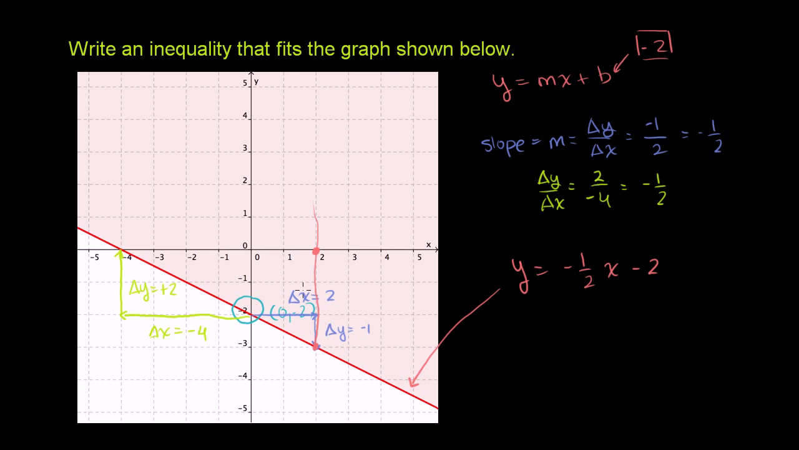So the inequality that fits the graph here below is, and I'll do it in a bold color, y is greater than or equal to -1/2 x minus 2. That is the inequality that is depicted in this graph, where this is just the line, but we want all of the area above and equal to the line. So that's what we have for the inequality.